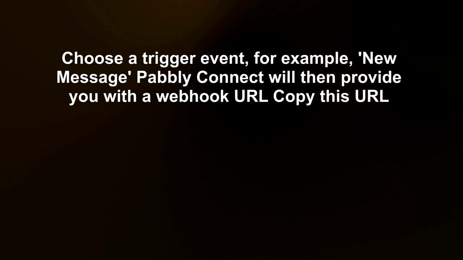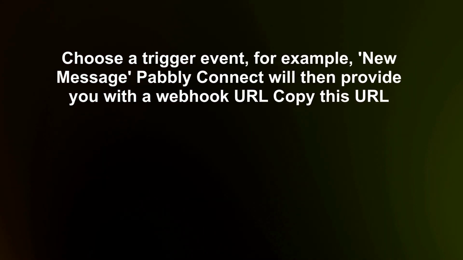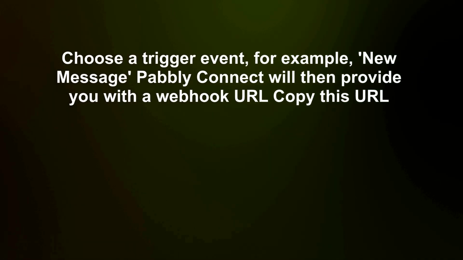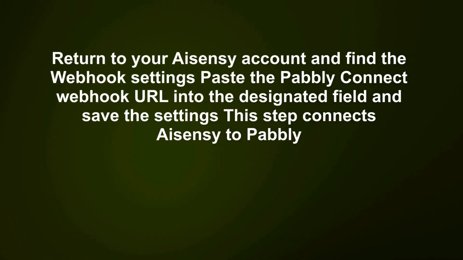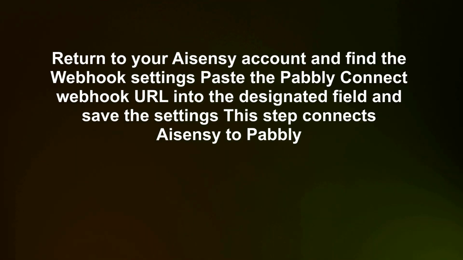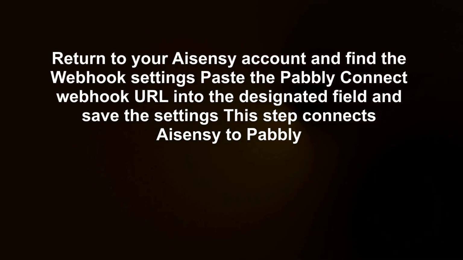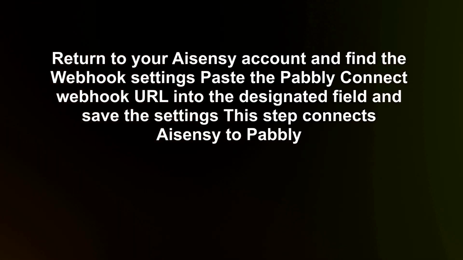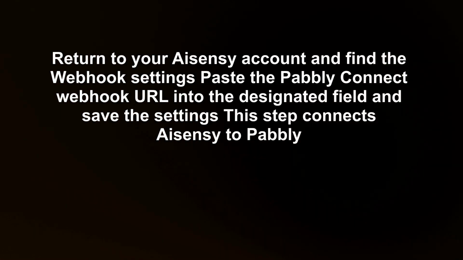Choose a trigger event, for example, new message. Pabbly Connect will then provide you with a webhook URL. Copy this URL. Return to your Aisensy account and find the webhook settings. Paste the Pabbly Connect webhook URL into the designated field and save the settings. This step connects Aisensy to Pabbly.